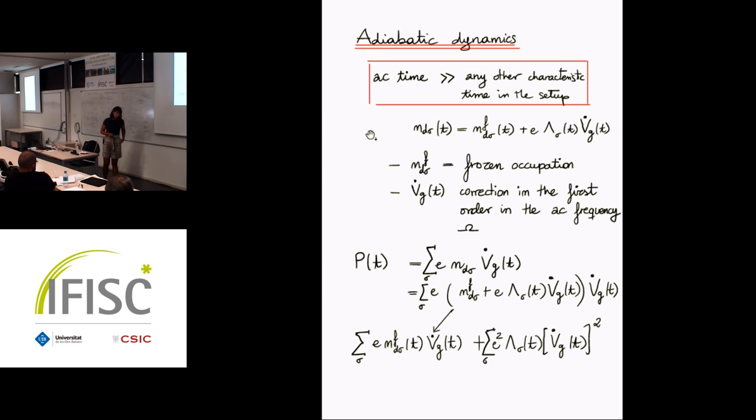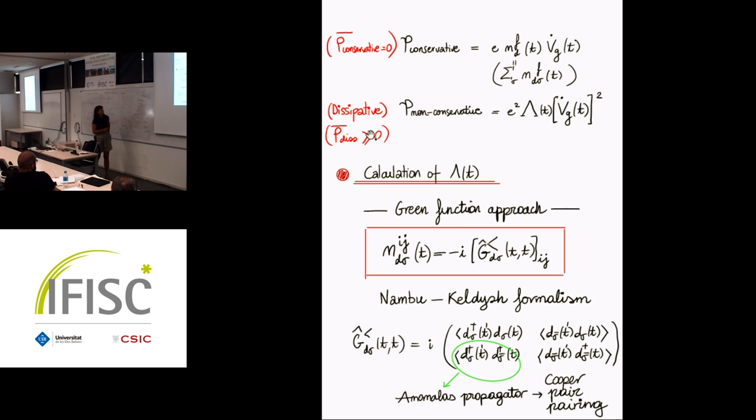Okay, so then we can introduce this expansion for the occupation of the dot. And then we have two terms. One term is this one, that is linear in V dot, and the other one is quadratic in V dot. The first one is a term that is conservative because if you time average this term, then it's zero. And the dissipative part comes from this other term here that depends on V dot squared.